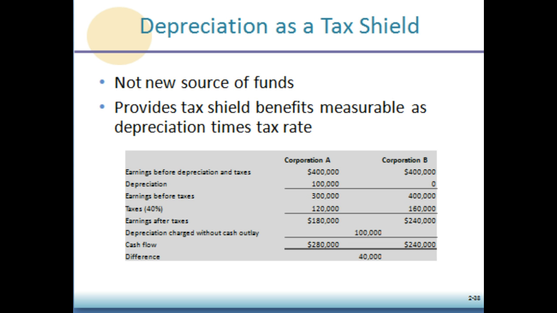The after-tax cost of a tax-deductible business expense can be calculated by taking the expense times 1 minus the tax rate. Although depreciation is a non-cash expense, it does affect cash flow by reducing taxes. Tax reduction and cash outflow for taxes resulting from depreciation charges may be computed by multiplying the depreciation expense by the tax rate.